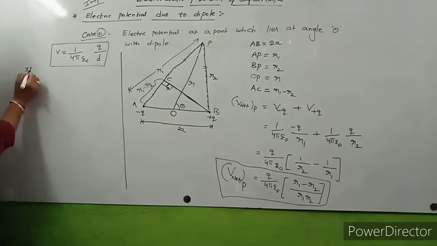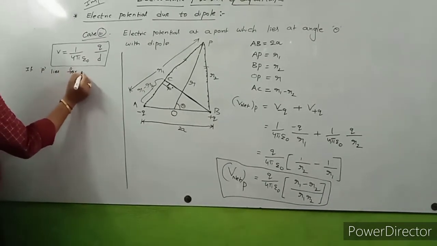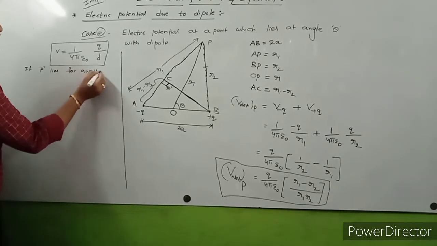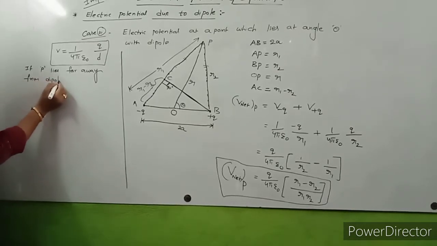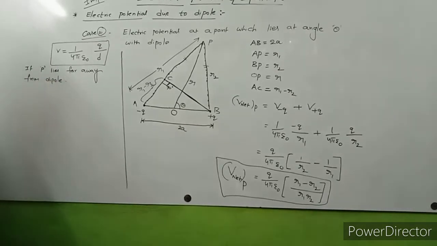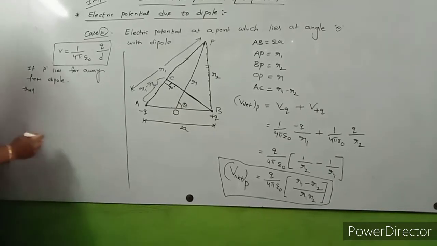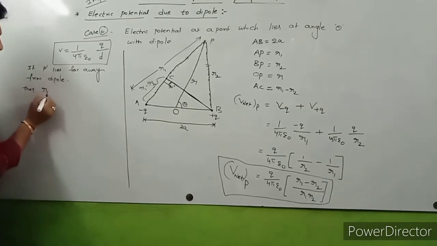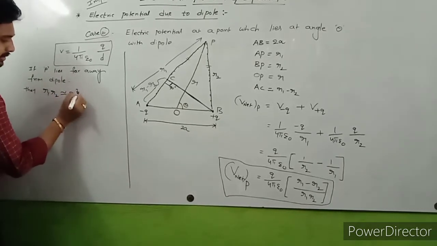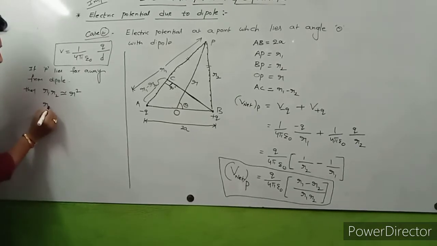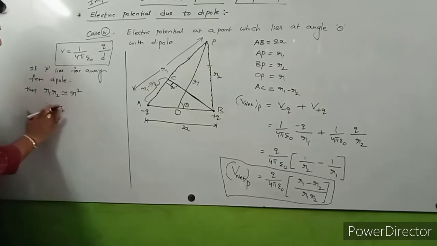If P lies far away from the dipole, then R1 into R2 is approximately equal to R square. And R1 minus R2, observe carefully, how to find this?